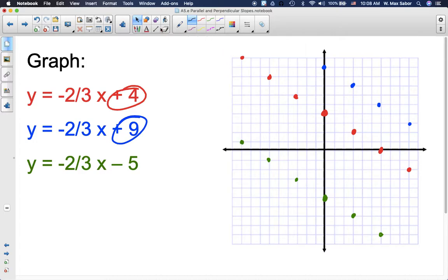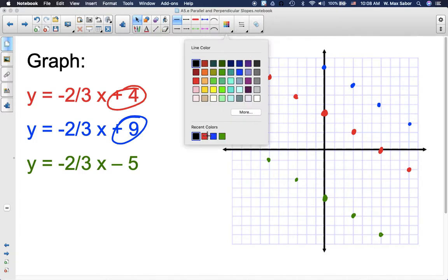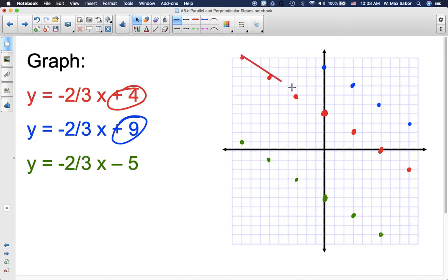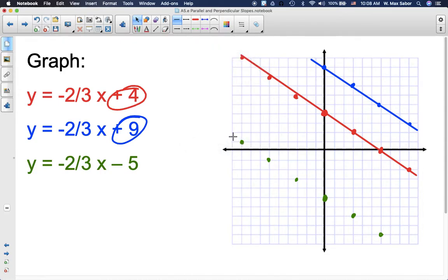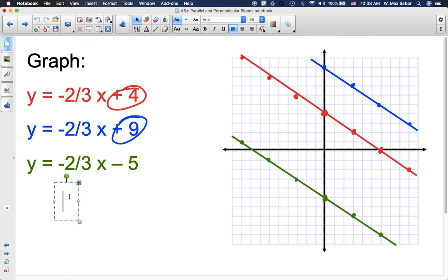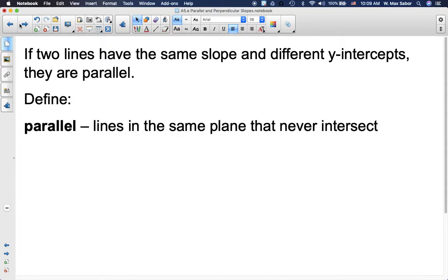What do you notice about these lines? There's something in common between these, the physical lines, not just when we look at the equations. Because they all have the same slope, they're all going in the same direction. The word we use for that is parallel lines. These are parallel lines, which means they have the same slope, different y-intercepts, and they are parallel.